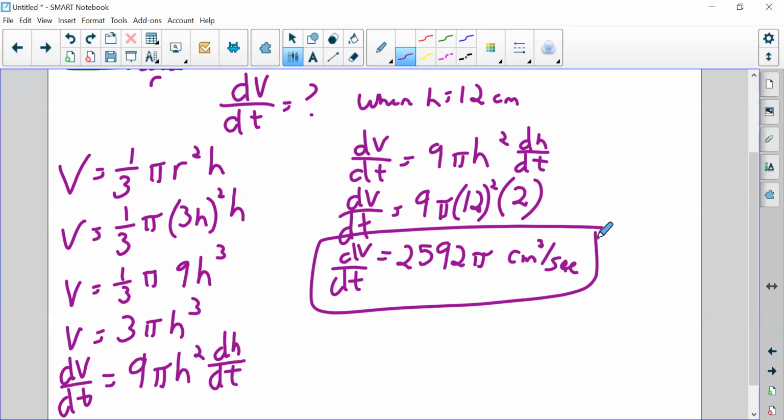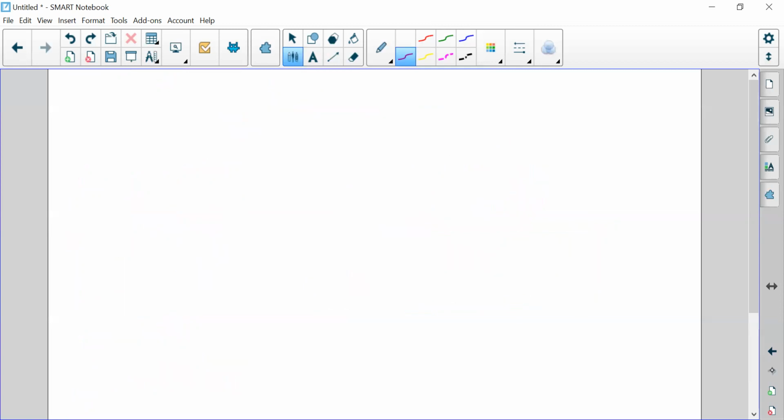Okay, any others that you want to see worked out? Number 9? Okay. The fishing rod one. Okay.